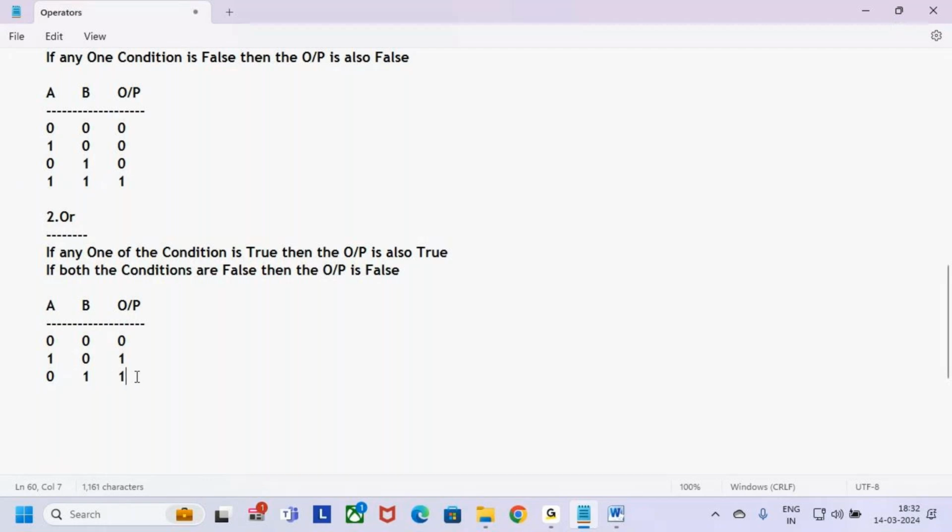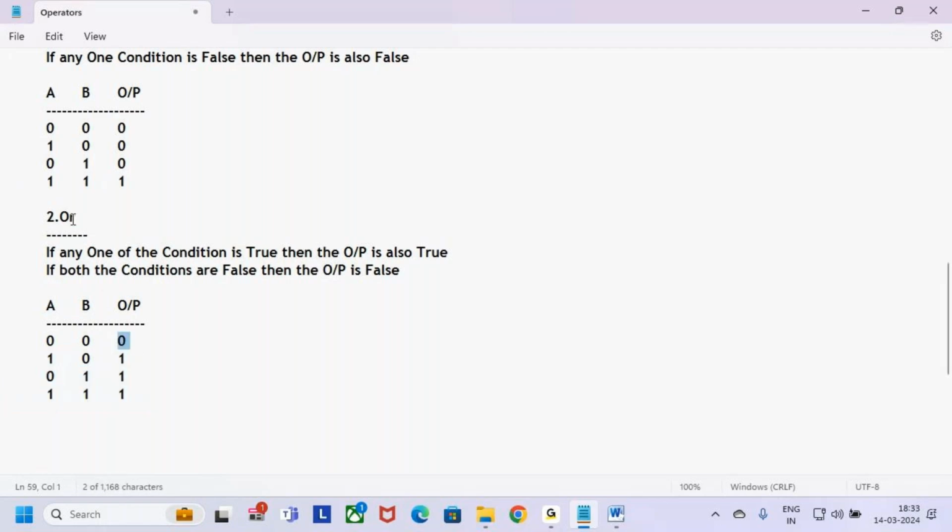Output is also true. And next, the final probability: the first condition is true, the second condition is also true. If both the conditions are true, then here also you'll get the output as true. So in the OR operator, we get the output as true if any one of the conditions is true. Whatever conditions you define, these are the two conditions, guys. A is my first condition, B is my second condition. If any one of the conditions is true, then automatically we'll get the output as true.